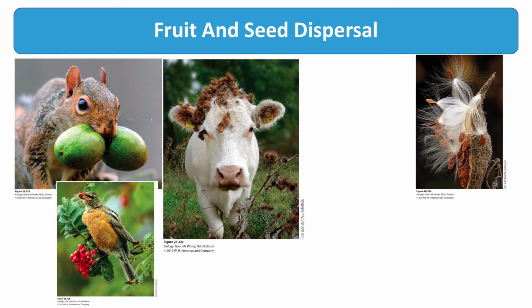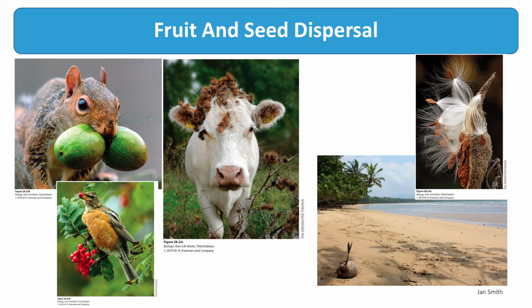There are some angiosperms that do not rely on animals at all for seed dispersal. For example, the down of this milkweed allows it to use the wind to carry its seeds away from the parent plant. The wings of maple seeds do something similar. Other plants use water to carry seeds. For example, coconuts can disperse via the ocean, where they will float until they are washed up onto an island.